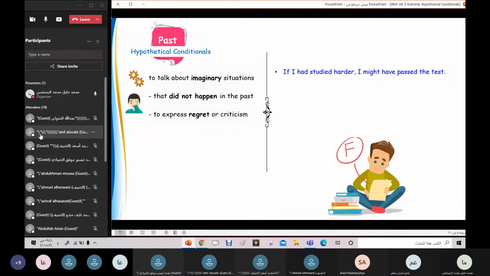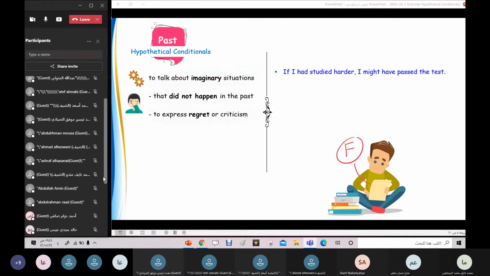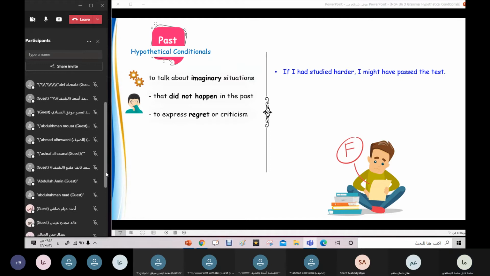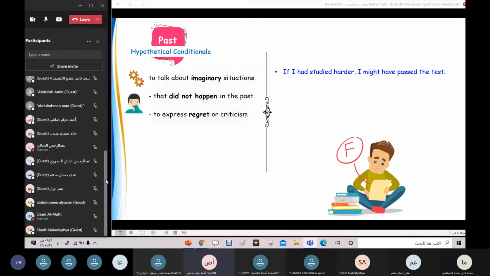Abdullah Amin, are you here? Abdullah? Ahmed Azzam? Yes, please. Read the example here. If I had studied harder, I might have passed the test. Good. If I had studied harder, I might have passed the test. So you realize that the sentence is what? An imagined sentence.